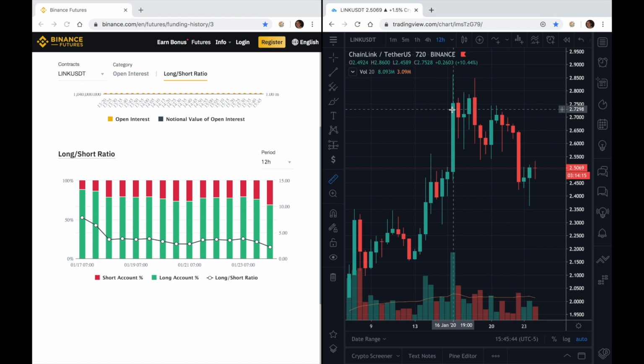Well, this data, we get this data at 19 o'clock, and then I want to see what happened after that. This was Jan 16. Oh, we don't have the data. It only goes back to January 17th, so we don't know, actually.